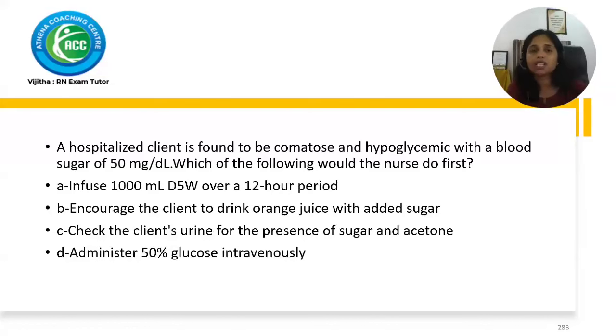Okay, diabetic ketoacidosis will be hyperglycemia. Because of extreme hyperglycemia, there may be chances of burning of fatty acids. That is the reason why the patient develops acetone and ketones.